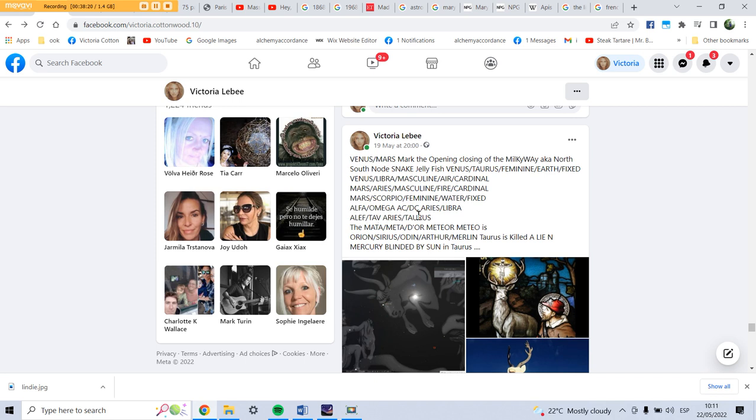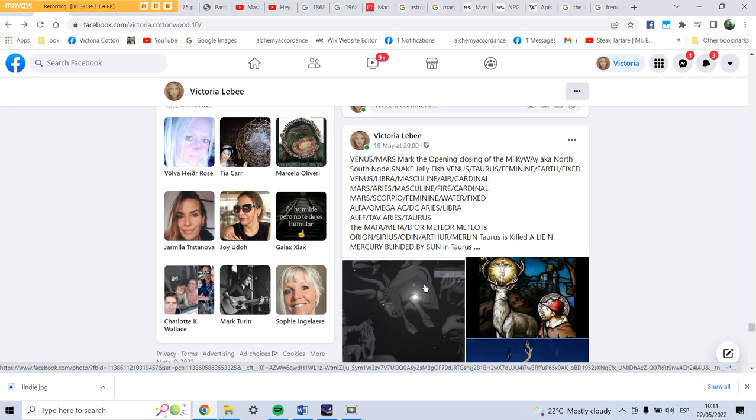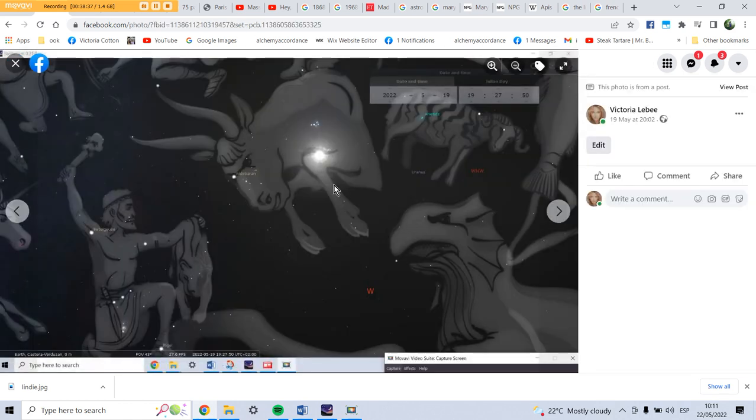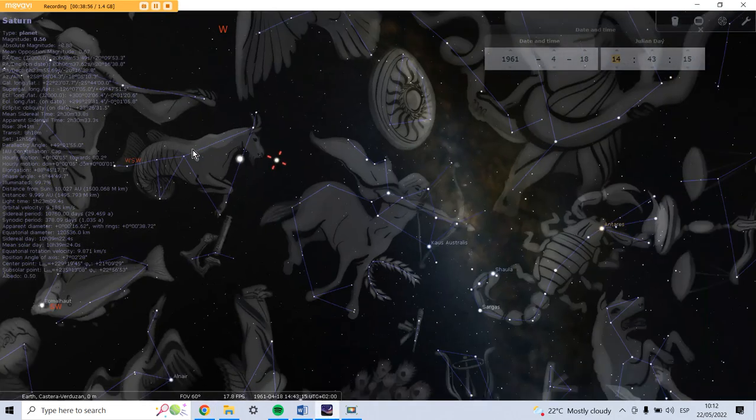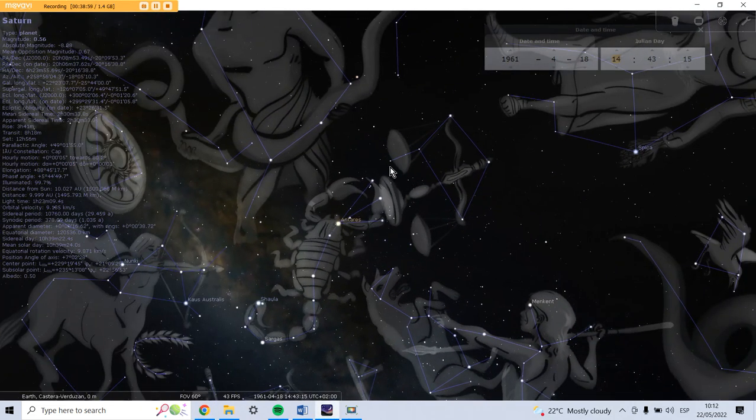Aleph, Tav, Aries, Taurus. The matter, meter, door, meteor is Orion, Sirius, Odin, Arthur, Merlin. Taurus is killed, a lion, Mercury blinded by the sun in Taurus. So the true closing is when you've got Venus and Mars that merge. Mars rules Aries, Venus rules Taurus, but the true closing is now between Scorpio and Libra. Mars rules Scorpio. Venus rules Libra.